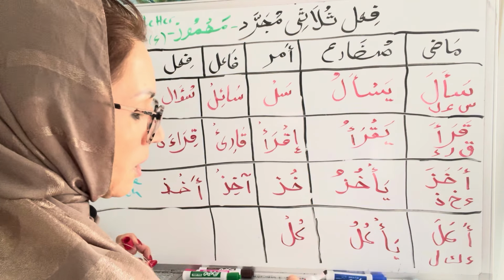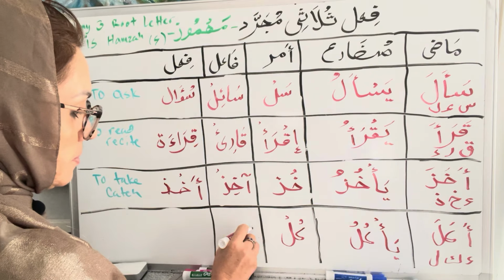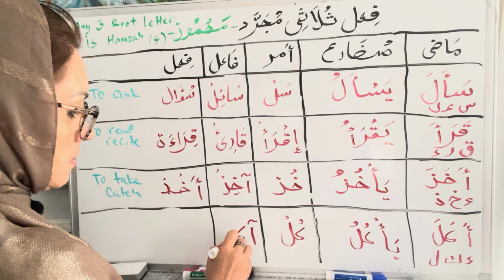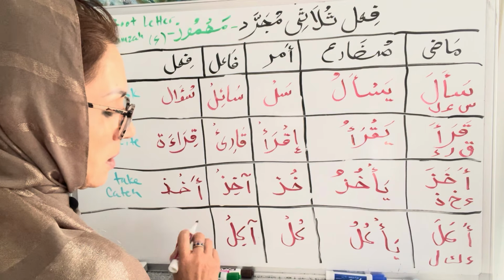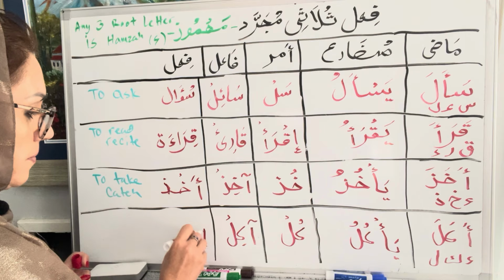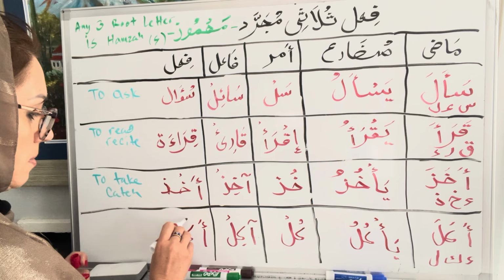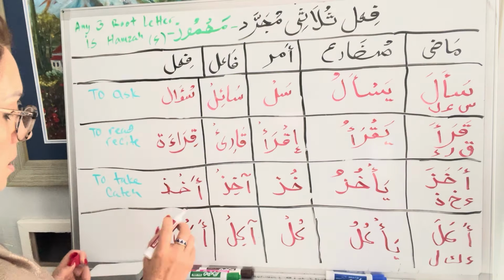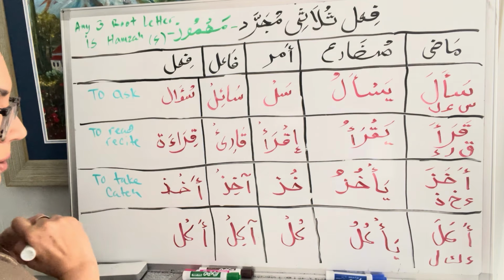So we have kul, and then akil, and then this is akl. I already said what this means, but I'll just go ahead and write it down. To eat.